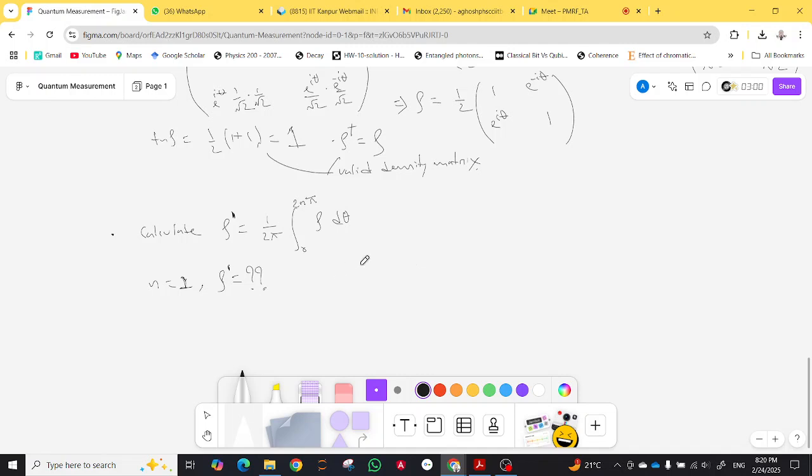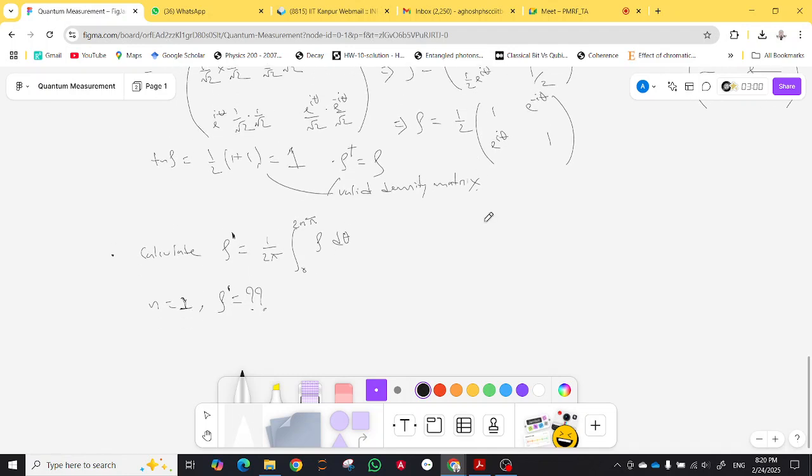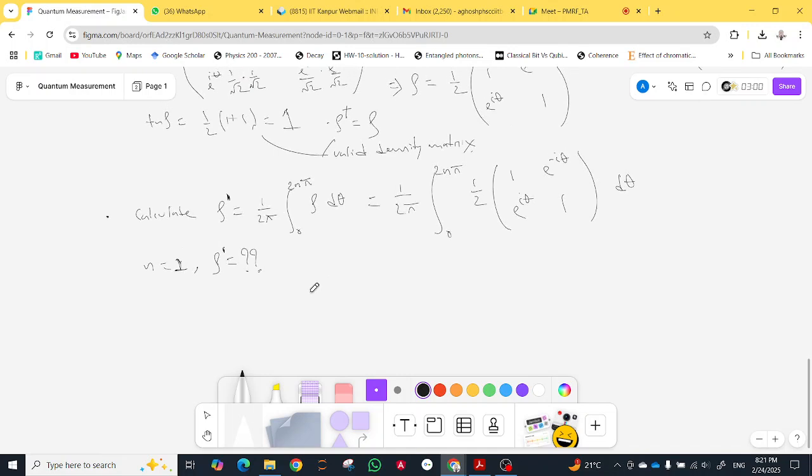Okay, let's do the calculation. So I have to integrate from 0 to 2n pi rho d theta, right? And you got the rho like this. Later I will put n equals 1 and find the rho prime. So this is 1 by 2 pi integration 0 to 2n pi, and your rho is given by half of the matrix 1, e to the power minus i theta, e to the power i theta, 1, d theta, right? So this is a matrix integration, so you have to integrate each element of the matrix, right?